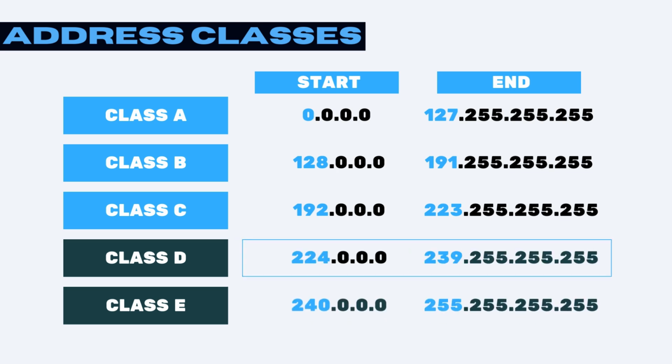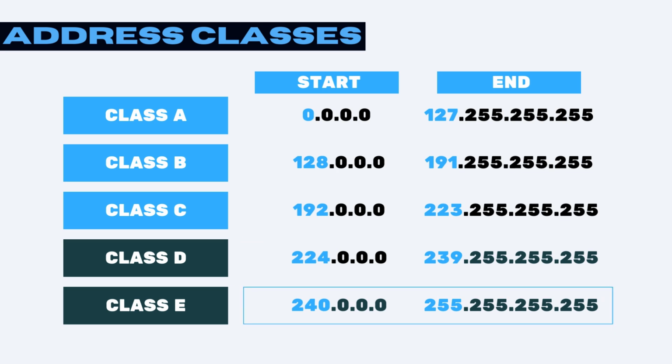Classes D and E are not reserved for end-user terminals. Class D is used for multicast, enabling messages to be broadcast to a group of hosts on the network. This class is not used for network or host identification, as it is reserved for specific communications. And finally, Class E is not put into service, as it is reserved for experimentation or future use.